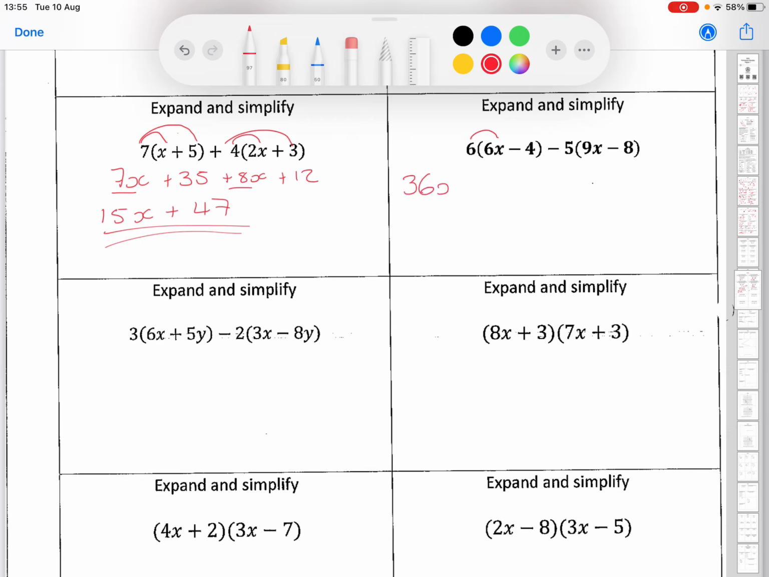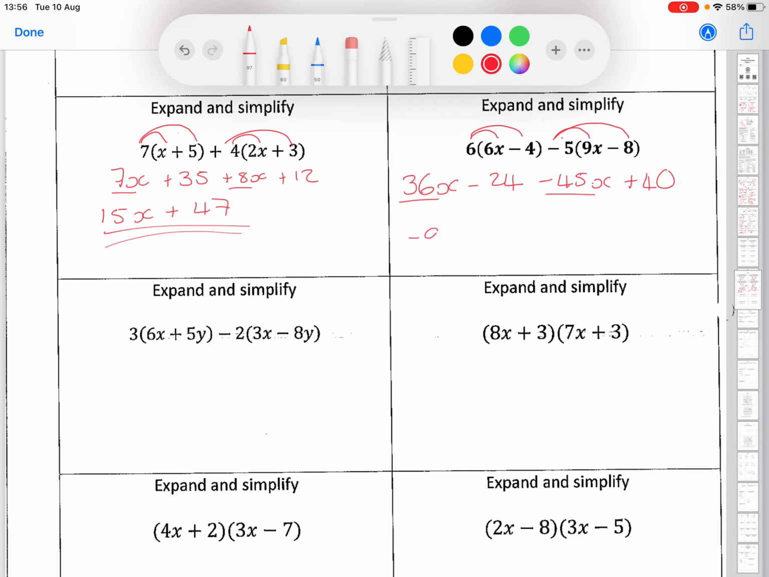Next one. We've got 6 times 6x, that's 36x. 6 times minus 4, that's minus 24. Then we've got, careful because it says minus 5. So we've got minus 5 times 9x, that's minus 45x. Then we've got minus 5 times minus 8, that's positive 40.